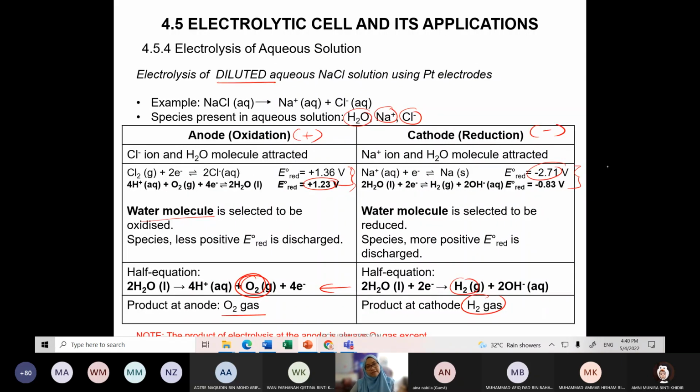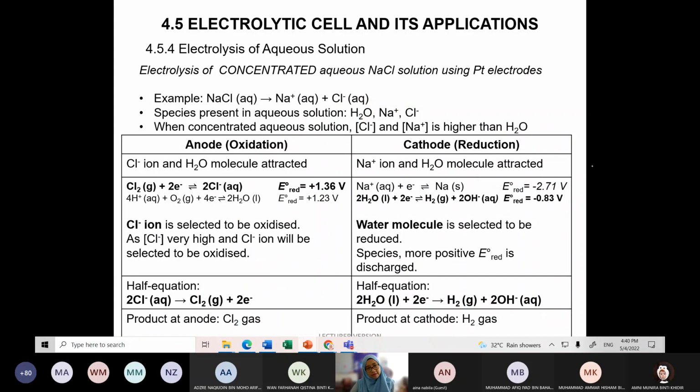This is diluted, this is concentrated. Concentrated means we have more ions and less water. Still sodium chloride using a platinum electrode. The species that we have in the solution are still the same: H2O, Na+, and Cl-. It's just that the concentrations of Cl- and Na+ are now higher, or larger, compared to the diluted, normal solution.